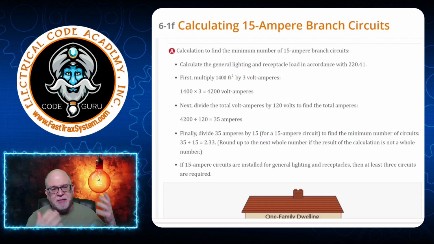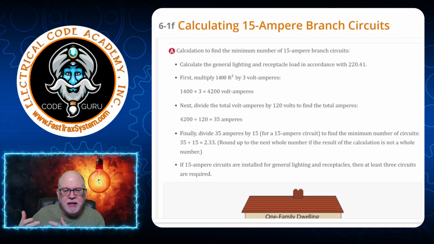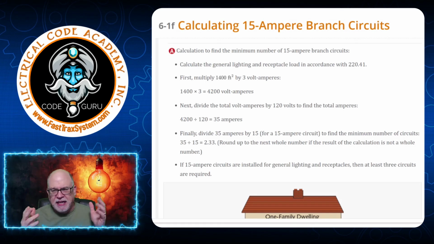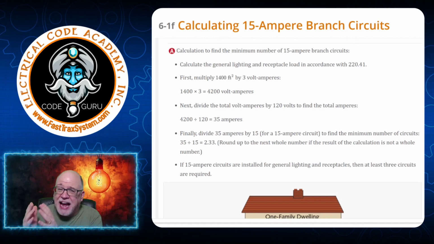Now, when it comes to the 3 VA per square foot, obviously in the load calculation, we're going to be able to apply some demand factors, right? The first 3,000 at 100%, the next 117,000 at 35%, and everything over that at 25%. Y'all are familiar with that, right? Well, that has nothing to do with determining the number of actual branch circuits that we need.